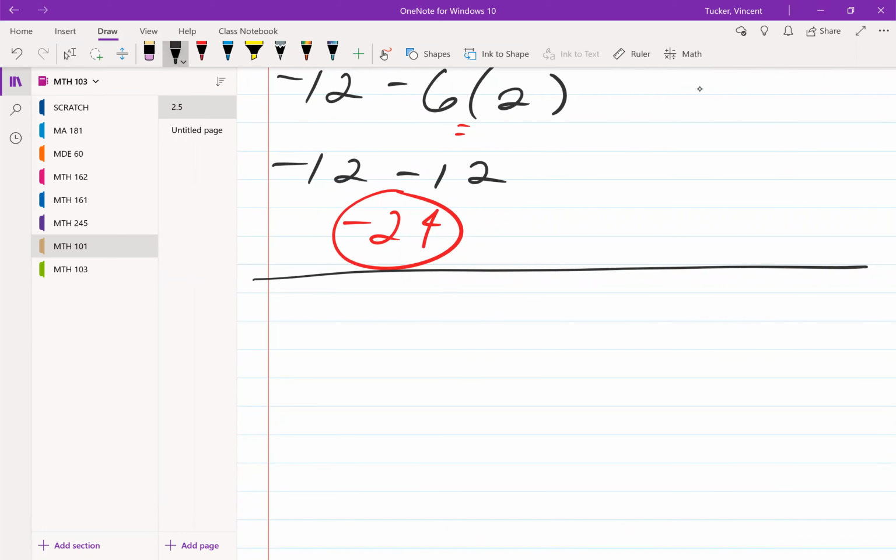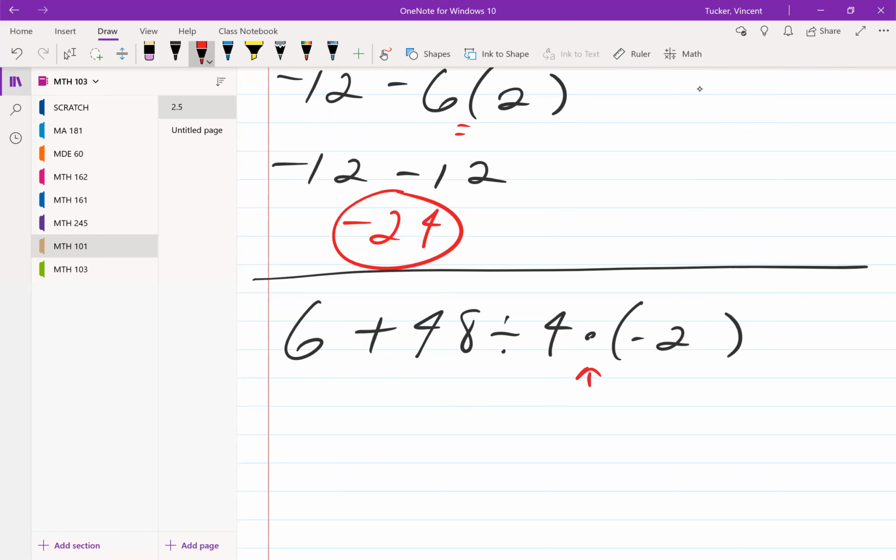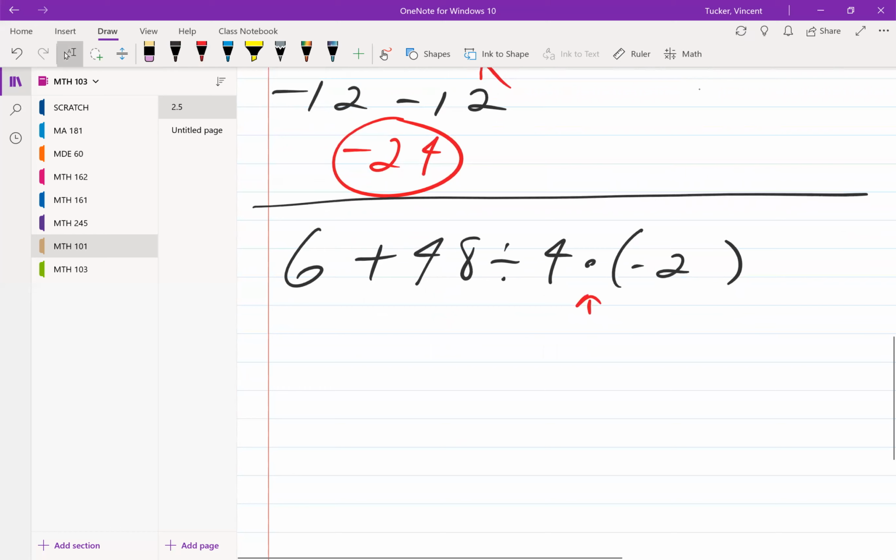All right, let's do another one. Here we have 6 plus 48 divided by 4 times -2. Notice this time they wrote the multiplication sign. They can or they don't have to, like we saw in our last problem. But both of them tell us that we're to apply the multiplication operation. So first thing we would do in this problem is the division. Remember, addition and subtraction are the last things we would look to do.